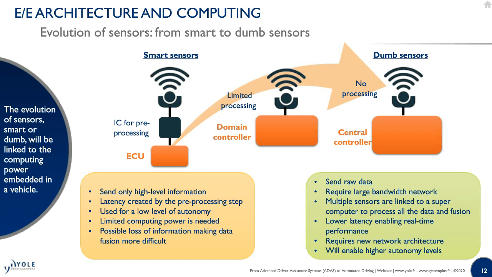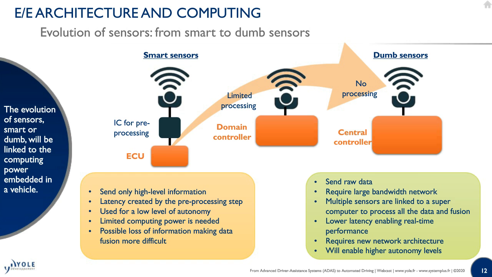So with the evolution of the electronic architecture, sensors will evolve from being smart sensors to dumb sensors, so without any processing, and they will send only raw data. So this will enable higher autonomy levels, but it will require a large bandwidth network and a high computing power to process all the data and fuse the data in low latency or in real time.